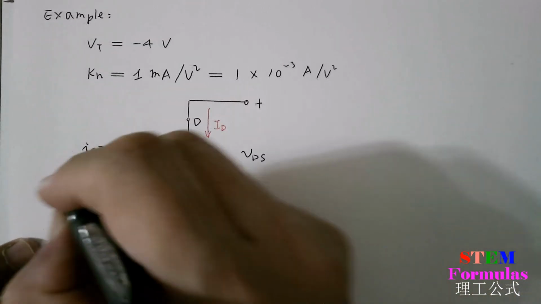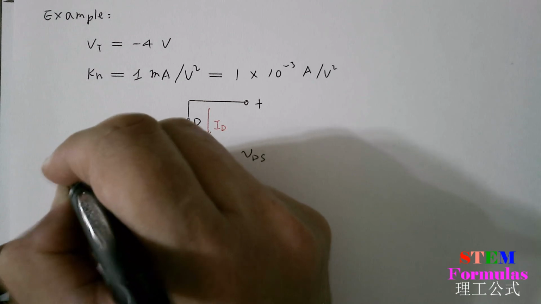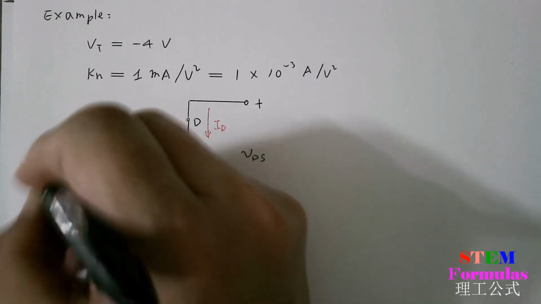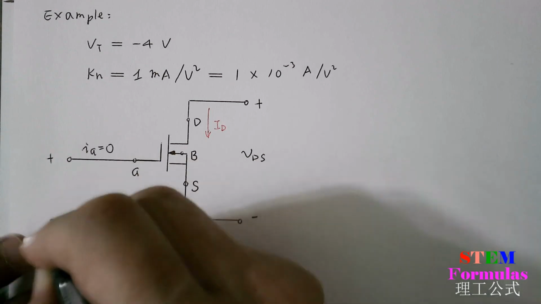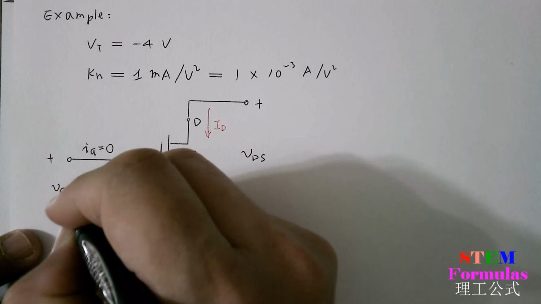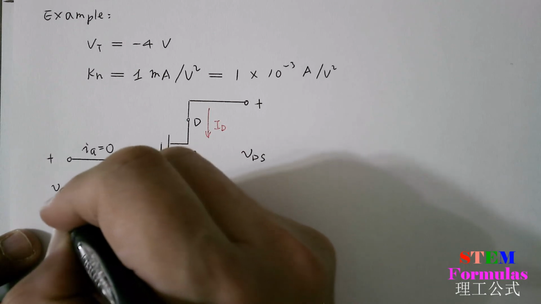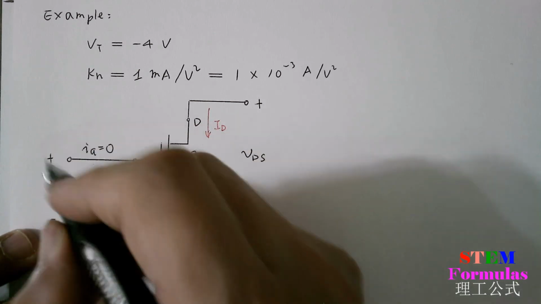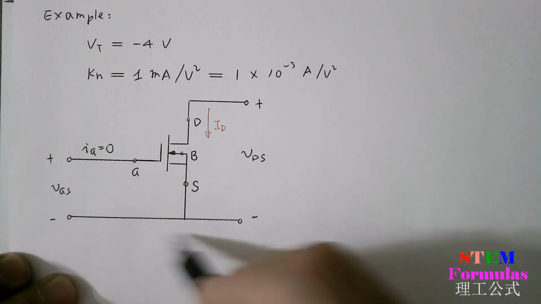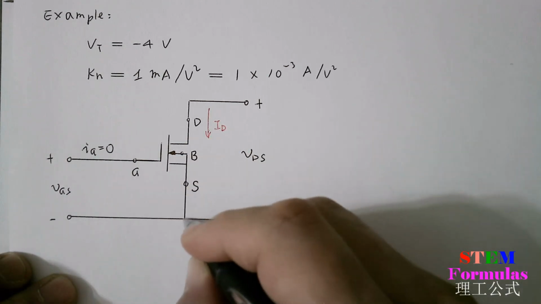And I define polarity as follows for VGS. This is positive, this is negative. If VGS is positive, that means the voltage at G is greater than the voltage at S.